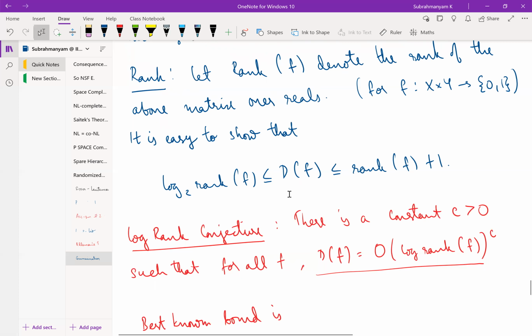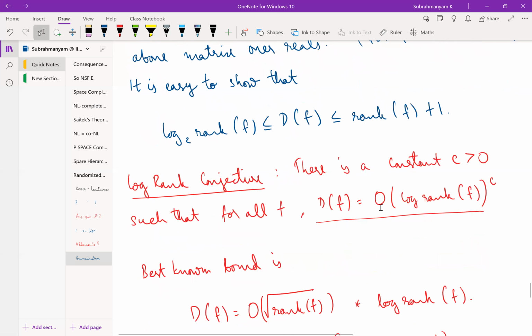And one of the most famous conjectures in communication complexity is called the log rank conjecture, which says that deterministic communication complexity is upper bounded by some constant power of log rank. So D(F) is a constant power of log rank. This is a conjecture that has been there for some time, but it has not been shown to be true.